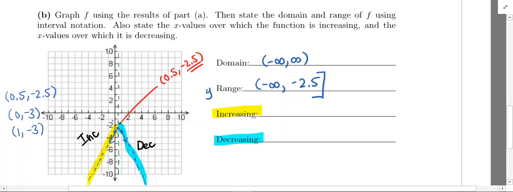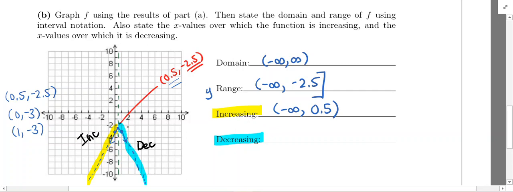If you look at the yellow portion of the parabola, that yellow portion exists for x values less than, well, what is the vertex? It's the negative x values up until the vertex. The vertex has an x coordinate of 0.5. So you're increasing to the left of the vertex, or to the left of the axis of symmetry. So you're increasing over negative x values up until x equals 0.5.